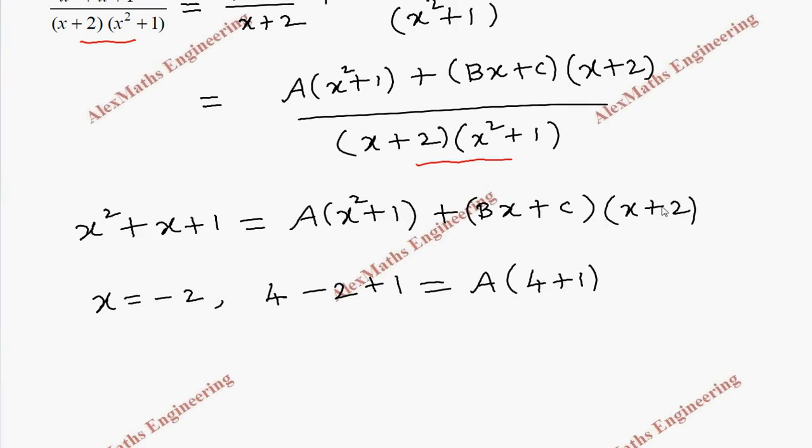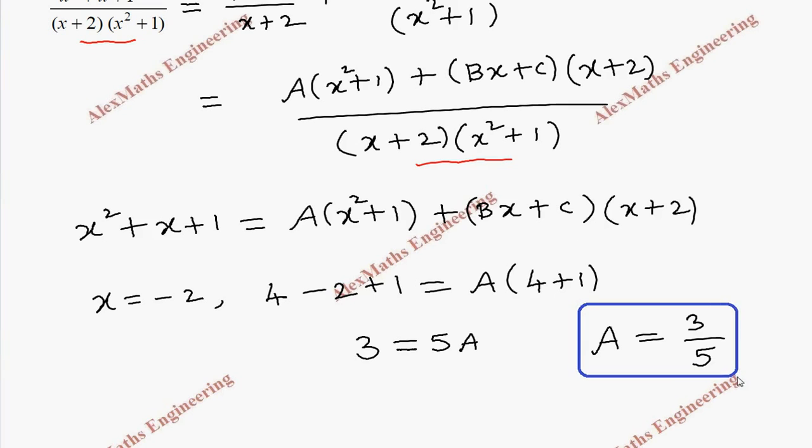And this entire term is 0 because we have a factor x plus 2. So from this, 2 plus 1, 3 equal to 5a, and from this the value of a is 3 by 5. So we got the value of a.